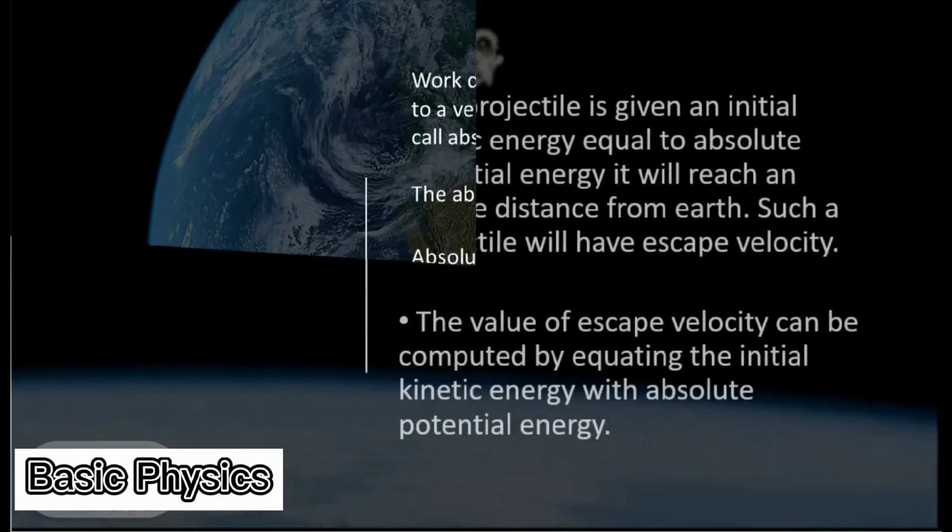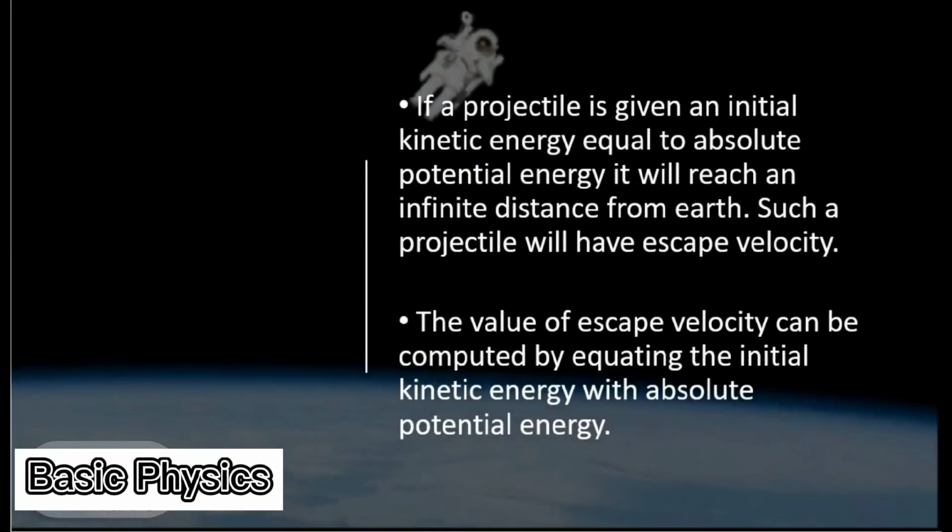If a projectile is given an initial kinetic energy equal to the absolute potential energy, it will reach an infinite distance from Earth. Such a projectile will have escape velocity. The value of escape velocity can be computed by equating the initial kinetic energy with the absolute potential energy.